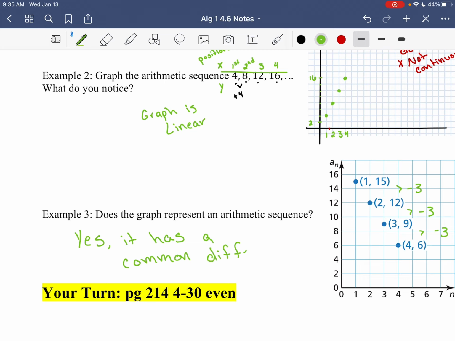Okay, I now want you to pause the video and do page 214, 4 through 30 even.